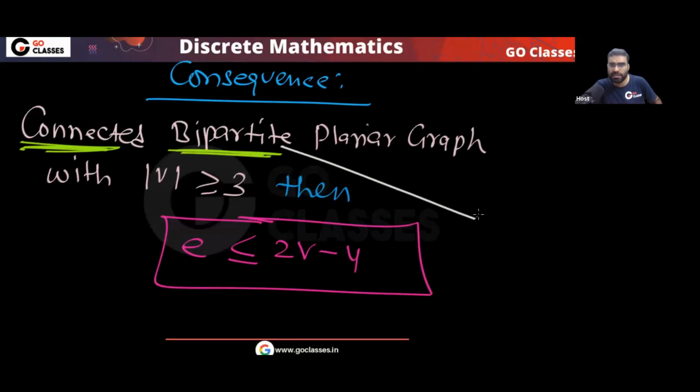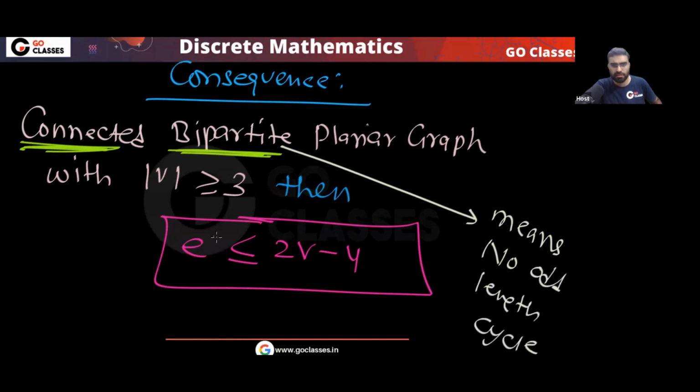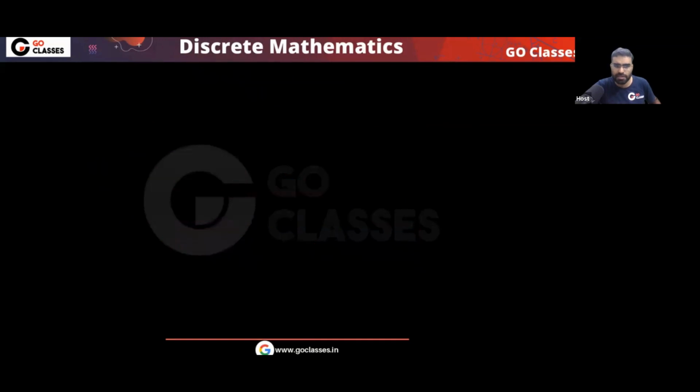Bipartite means no odd length cycle. So there is no triangle, right? Yes or no? There is no odd length cycle, so there is no triangle. So if you have a connected bipartite planar graph, then this theorem will be applicable. Okay? Very simple, right? Yes or no?